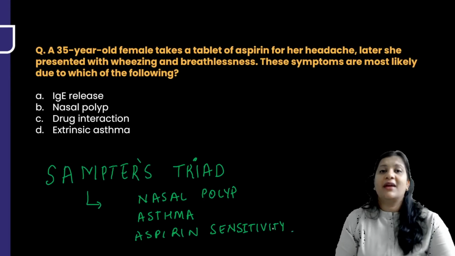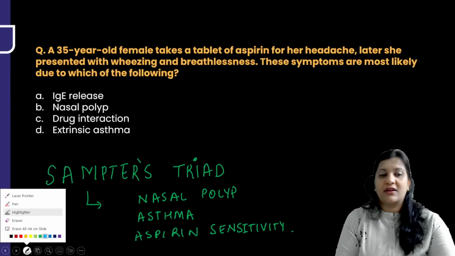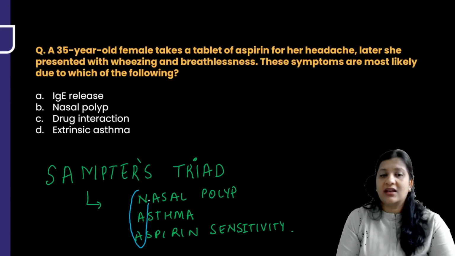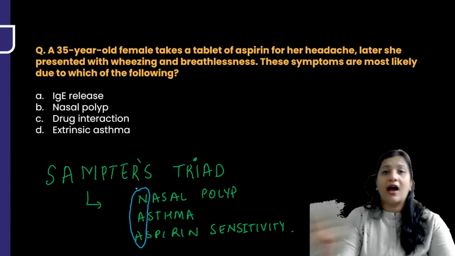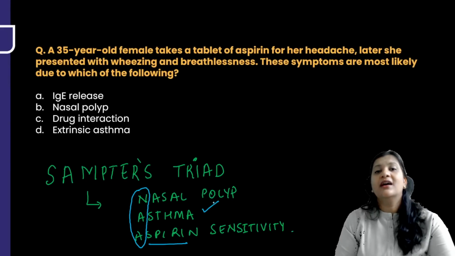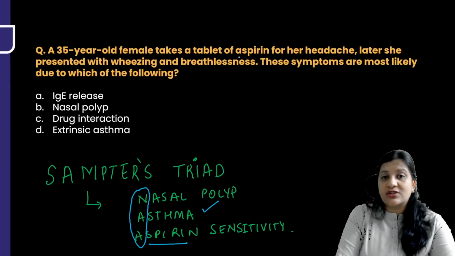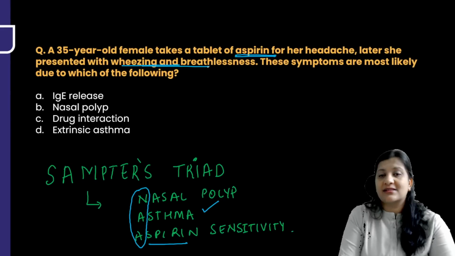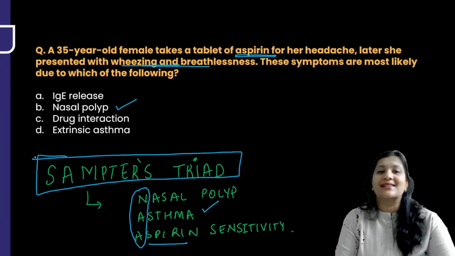So I always tell in my classes that a patient with nasal polyp should always say no to aspirin. A patient with nasal polyp, what should they say? Always no. No to aspirin, because they are sensitive to aspirin that can provoke asthma. So this question should provoke you that after aspirin, wheezing and breathlessness is because of nasal polyp, because this is a part of Samter's triad, and this Samter's triad consists of nasal polyp.